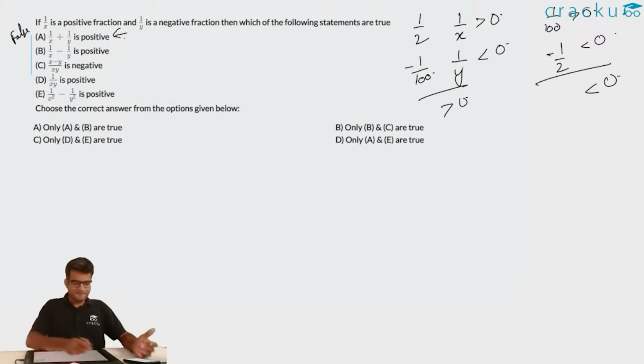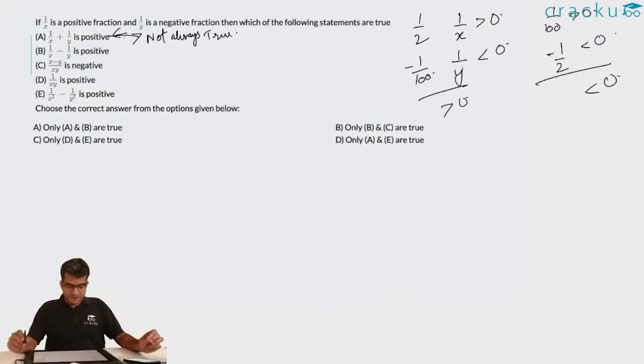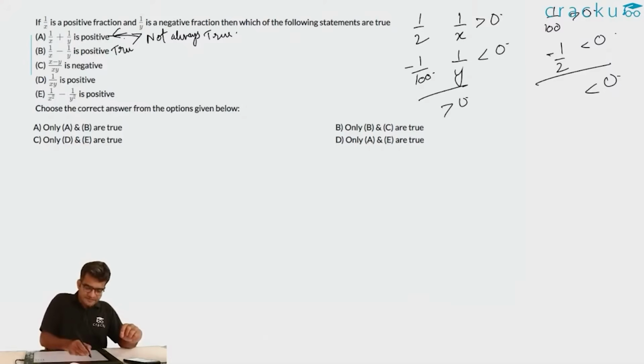Let me be more accurate. This is not always true. It is true sometimes, it is false sometimes. Next, 1 by x minus 1 by y is positive. This is always true. Why is this the case?